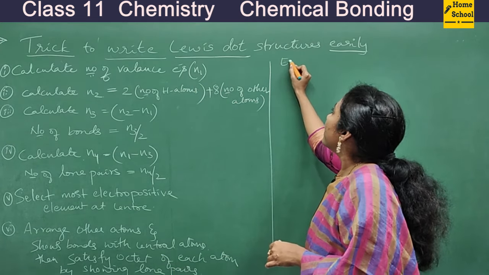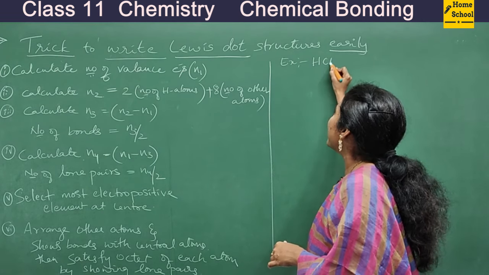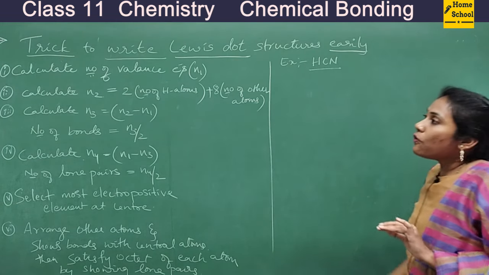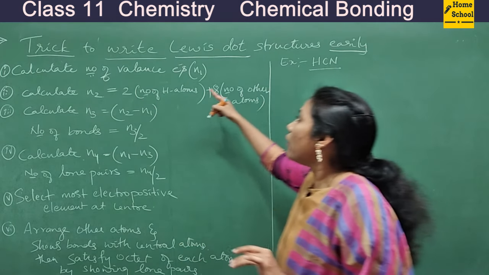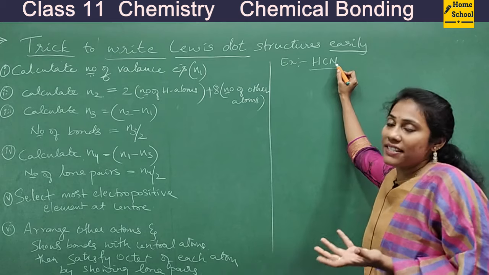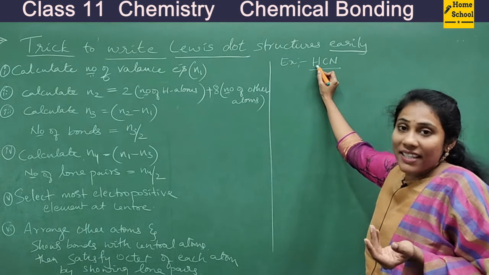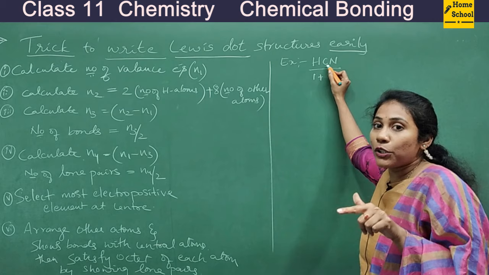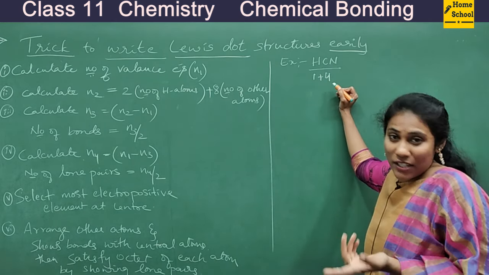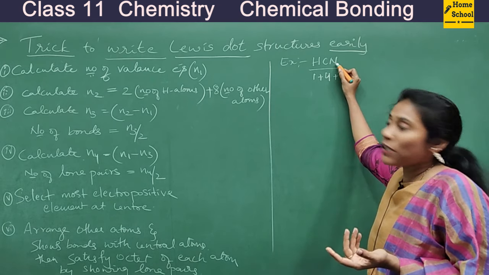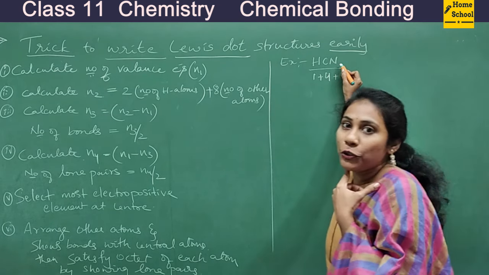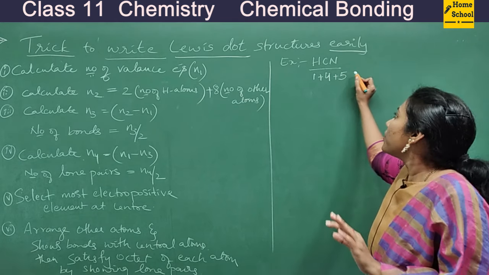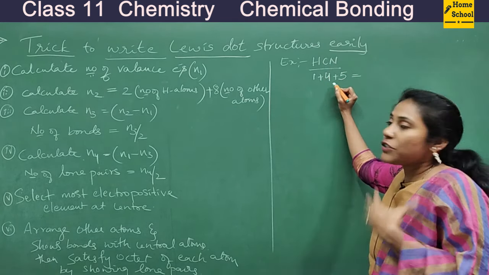Imagine I have a molecule HCN, where I have to write the dot structure for HCN. What does the first rule say? Calculate the number of valence electrons. Every atom's valence electrons you have to add. How many valence electrons are there in hydrogen? It is 1. How many in carbon? Carbon belongs to the 14th group, so 14th group elements have 4 valence electrons. And how many in nitrogen? Nitrogen belongs to the 15th group, so 15th group elements have 5 valence electrons. This is how you add every atom's valence electrons.